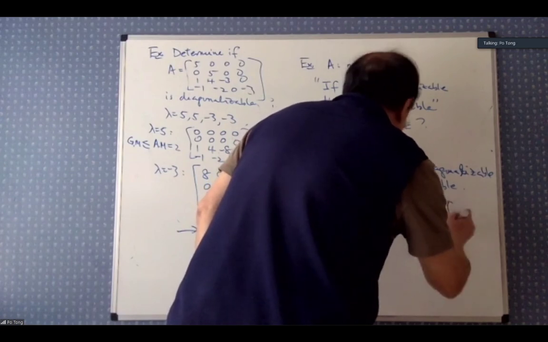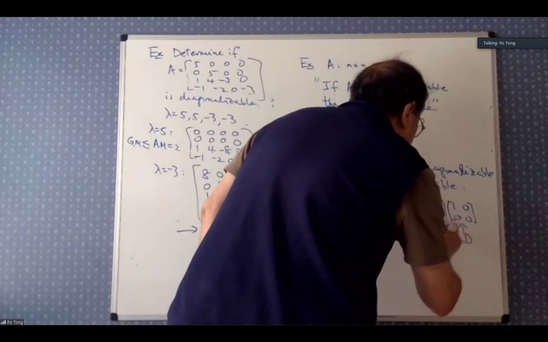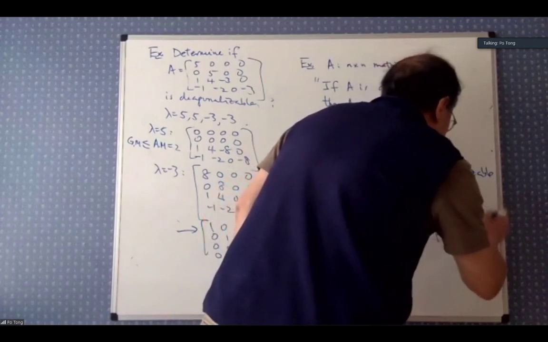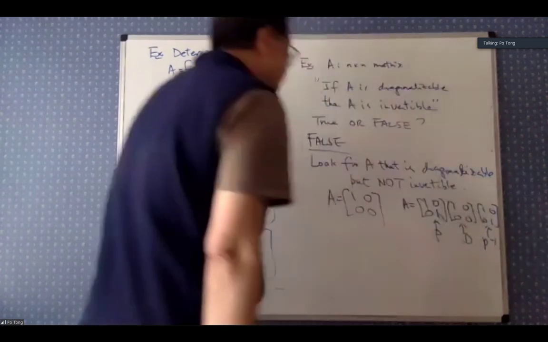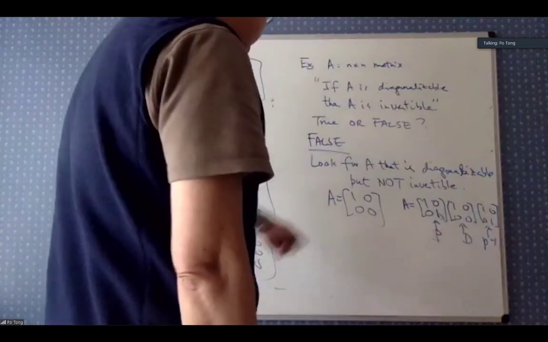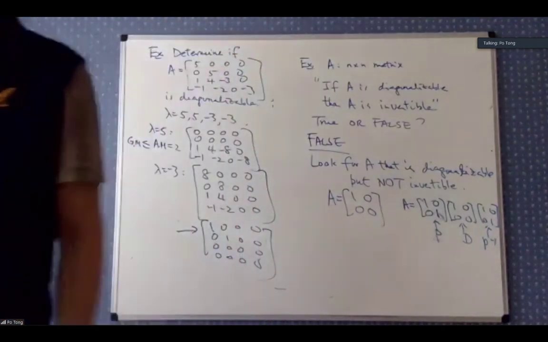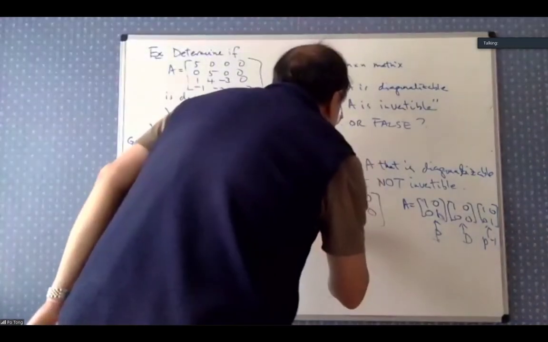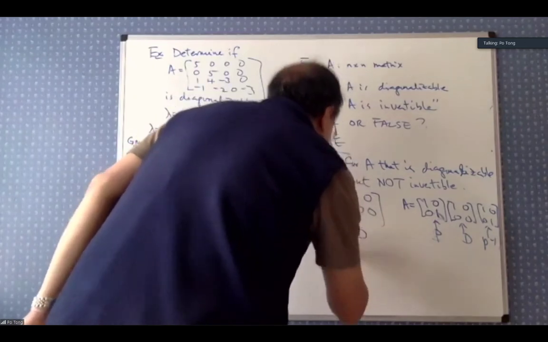Okay. And this is my D. This is my P. So P inverse is just itself because it's an identity matrix, right? So is this matrix invertible? What's the determinant of this matrix? 0. 0, yeah. So A is not invertible.